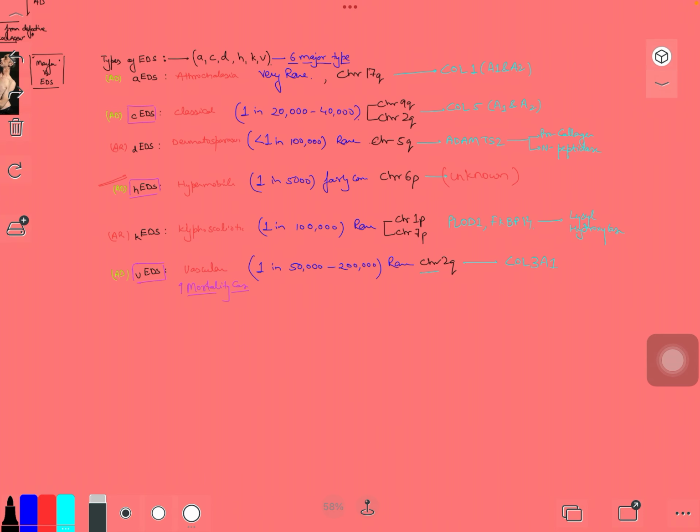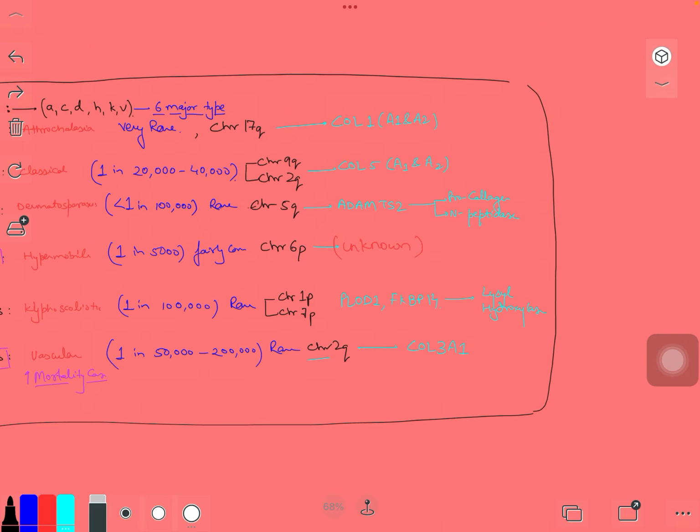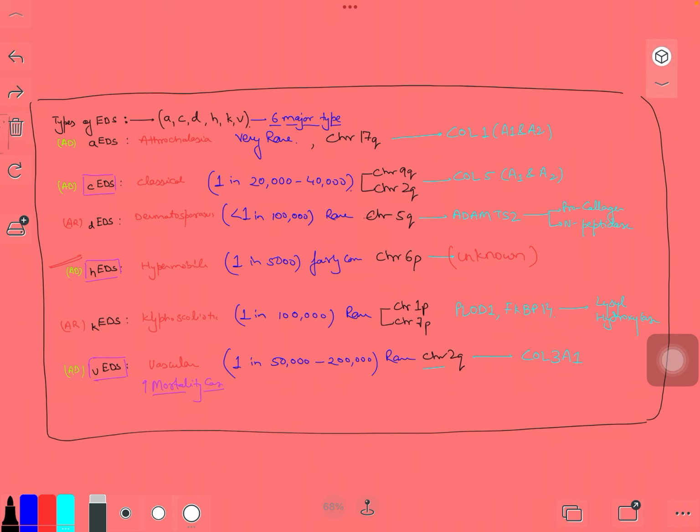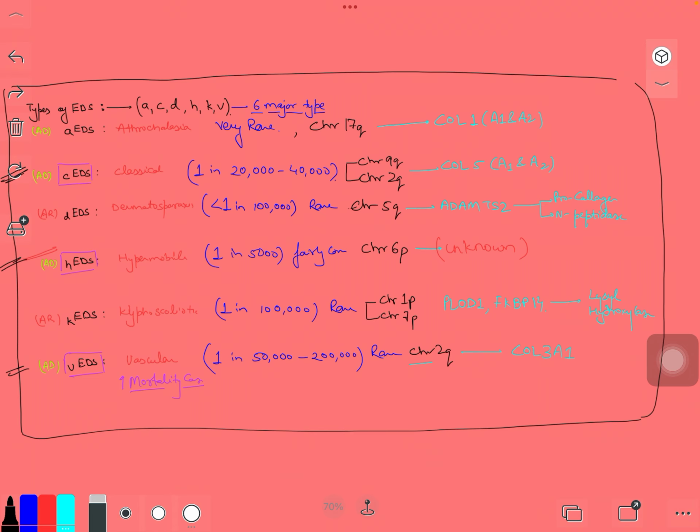So this is a very important table to remember. This is a kind of base for us. Remember this. Now we just talked about different types of collagen involved in it, right? So focus over here. We need to remember 3 important ones. Which ones were they? It was C type, H type, and the V type, right?